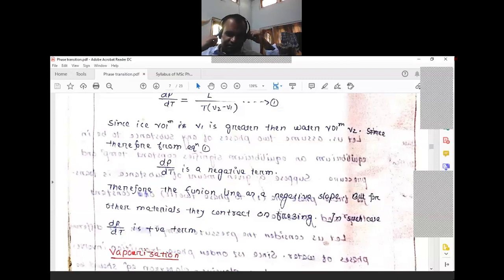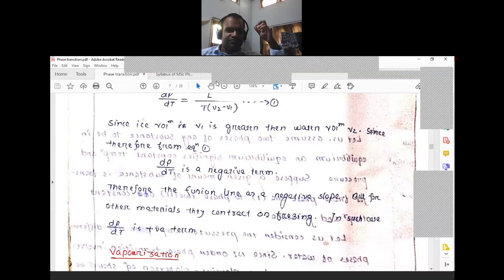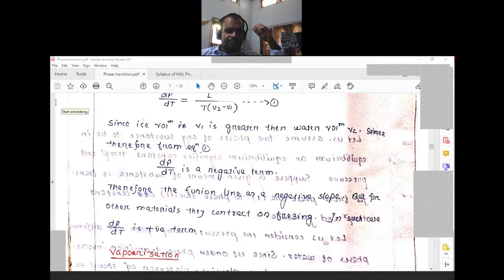So dP over dT is a negative term. Therefore the fusion line has a negative slope. This is what we just discussed. The fusion line has a negative slope, but other materials contract on freezing. Therefore in such cases dP over dT is a positive term. So this is only an exception for water. If you consider any other material except water, their volume will increase on freezing.